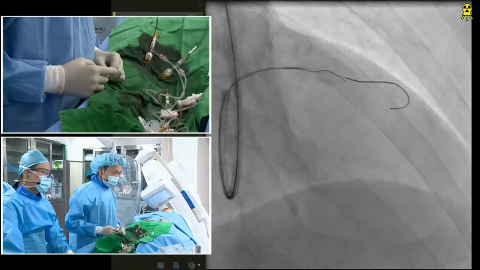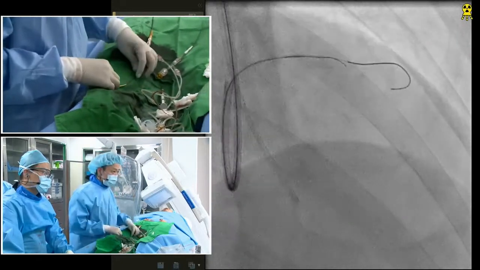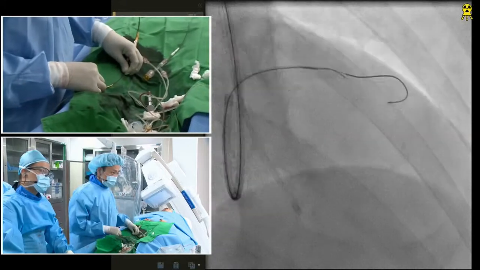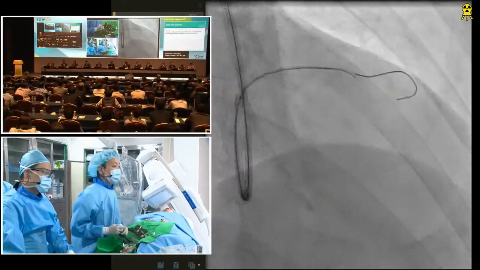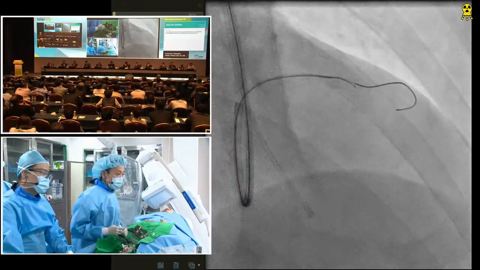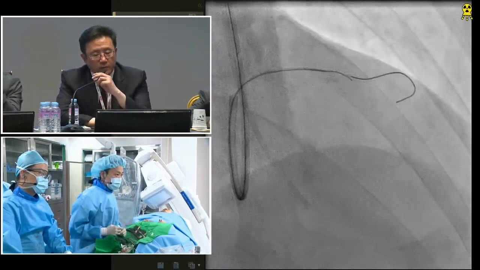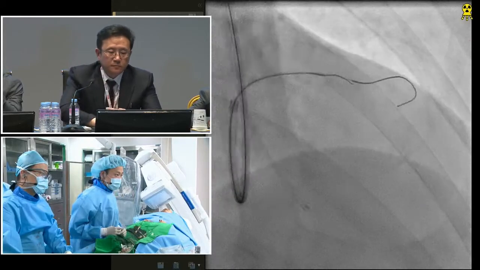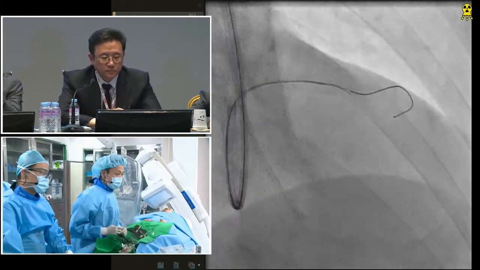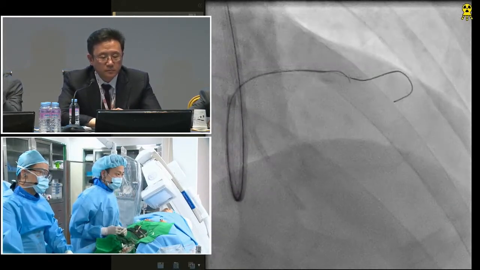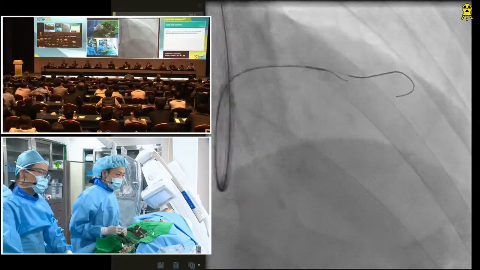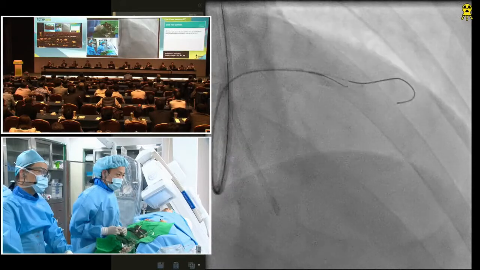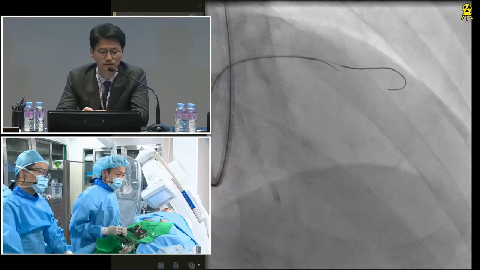Dr. Nasu, my very minor comment is you would be better if you push the microcatheter more distal to get better wire backup support. Yeah, I know. My question to you: why didn't you push the microcatheter more deeply when you first tried to penetrate the proximal cap?